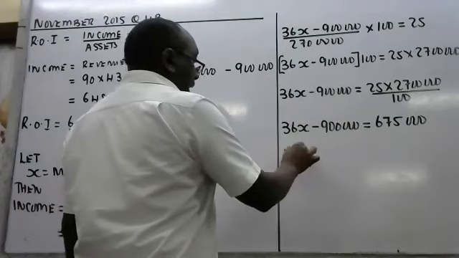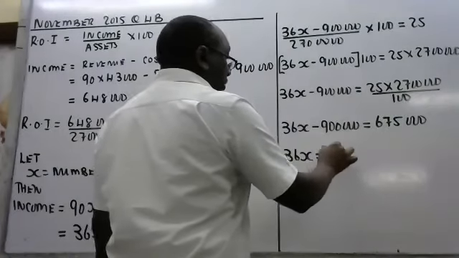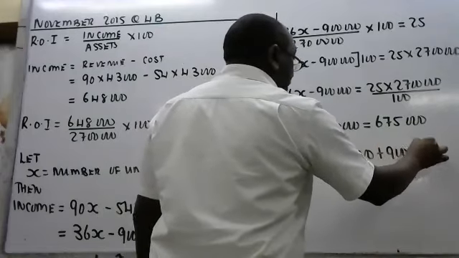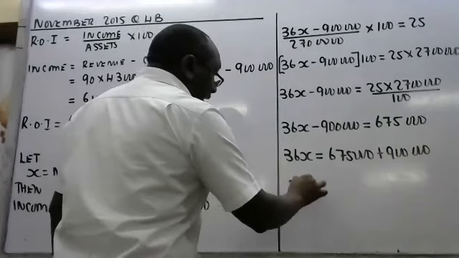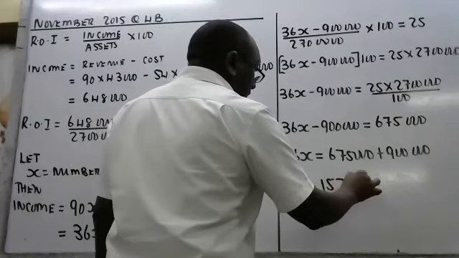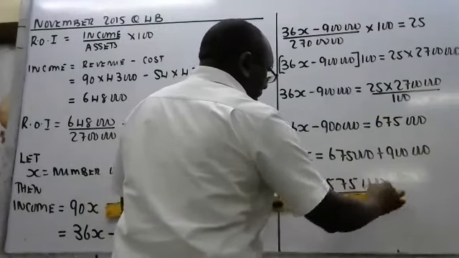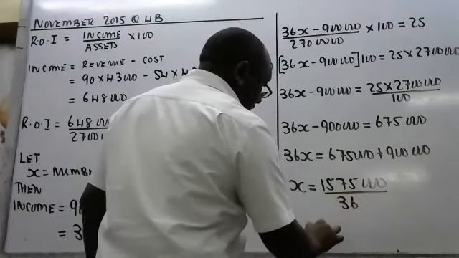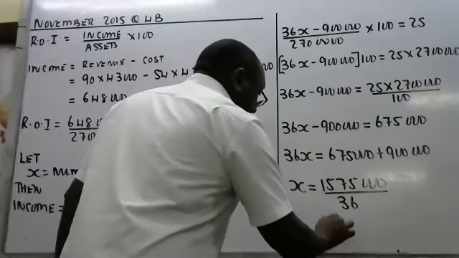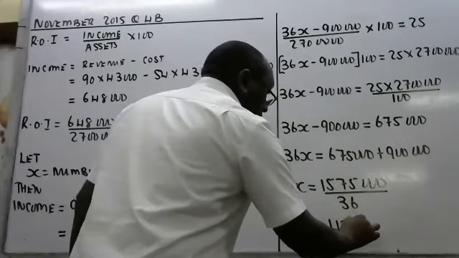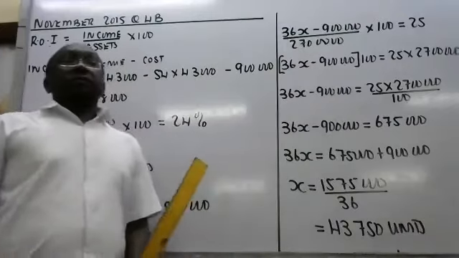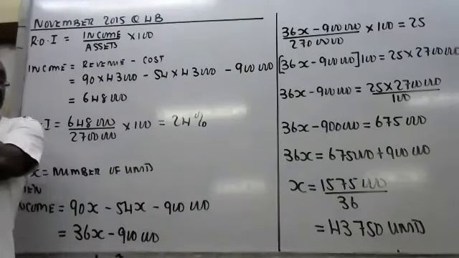So that 36x equals 675,000 plus 900,000. And therefore x should be 1,575,000 divided by 36. Now that becomes 43,750 units.